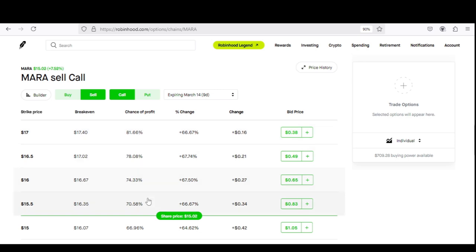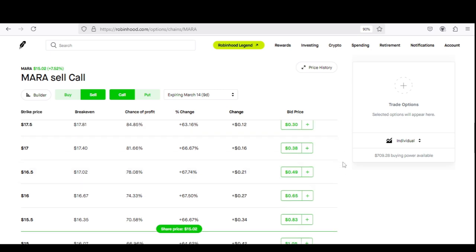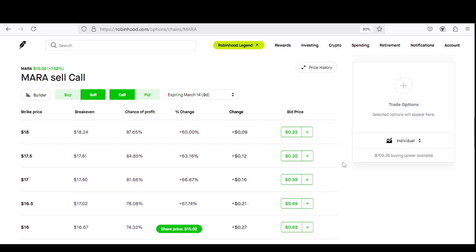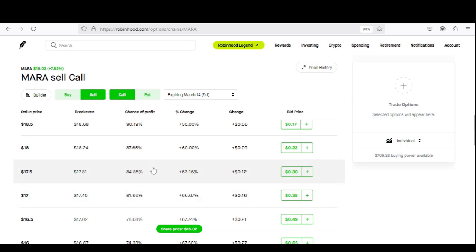So now we're going to go ahead and choose our new strike price above the share price. But before I do that, remember, we will assign at $1,400. Remember that. So now we're going to go ahead and choose our new strike price. And I'm going to be going with a chance of profitability of, let's say, 84% right here.